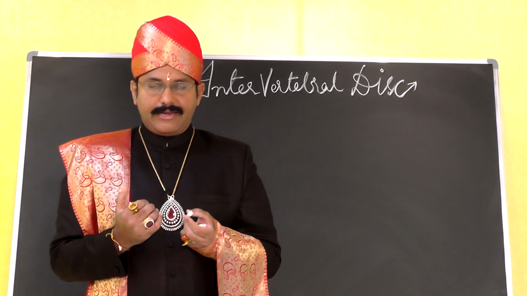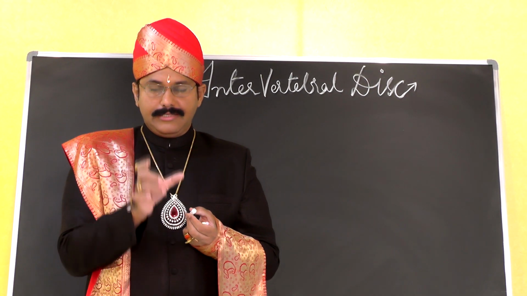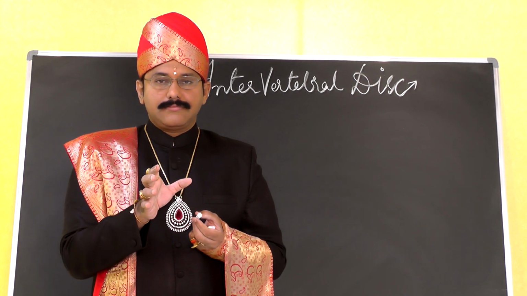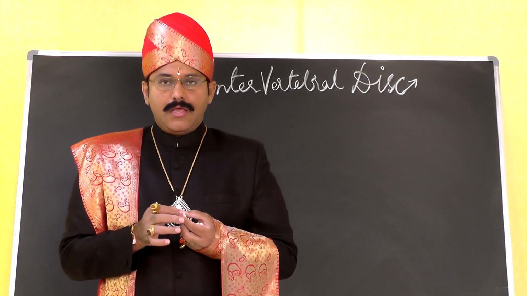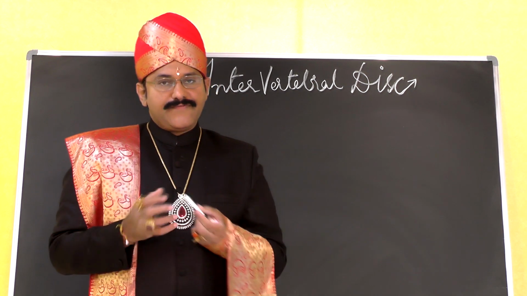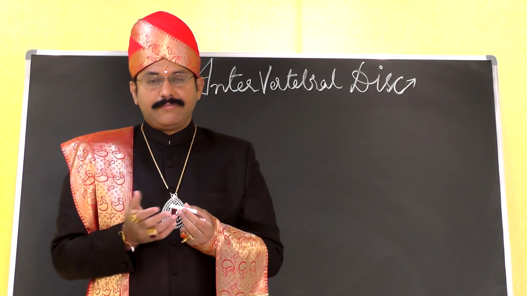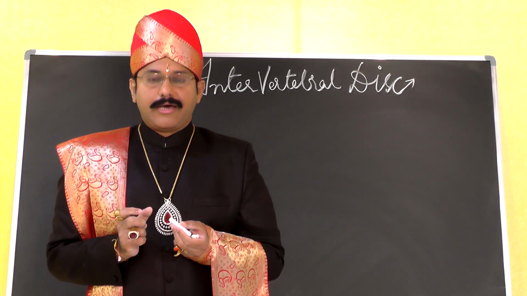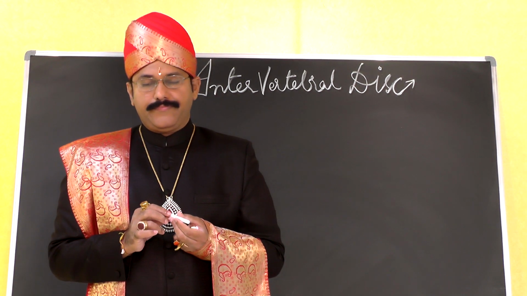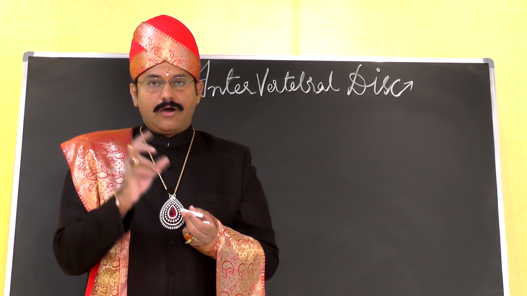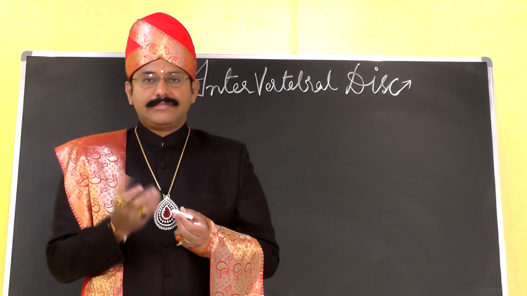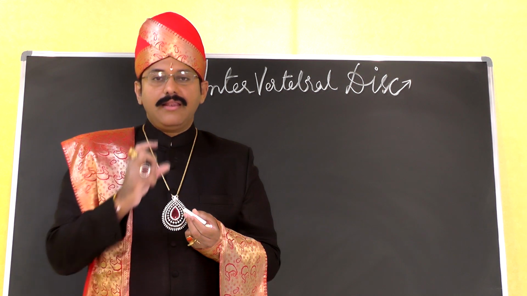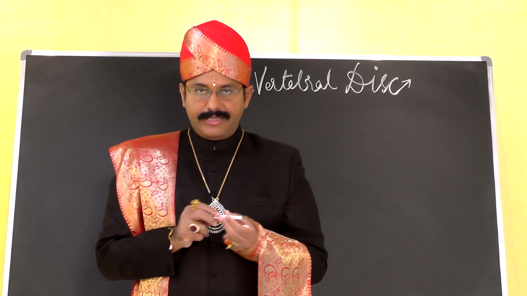In the cervical and lumbar regions, the intervertebral discs are relatively thicker in the front, and the movement of the intervertebral disc is maximum in the cervical and lumbar portions of the vertebral column.